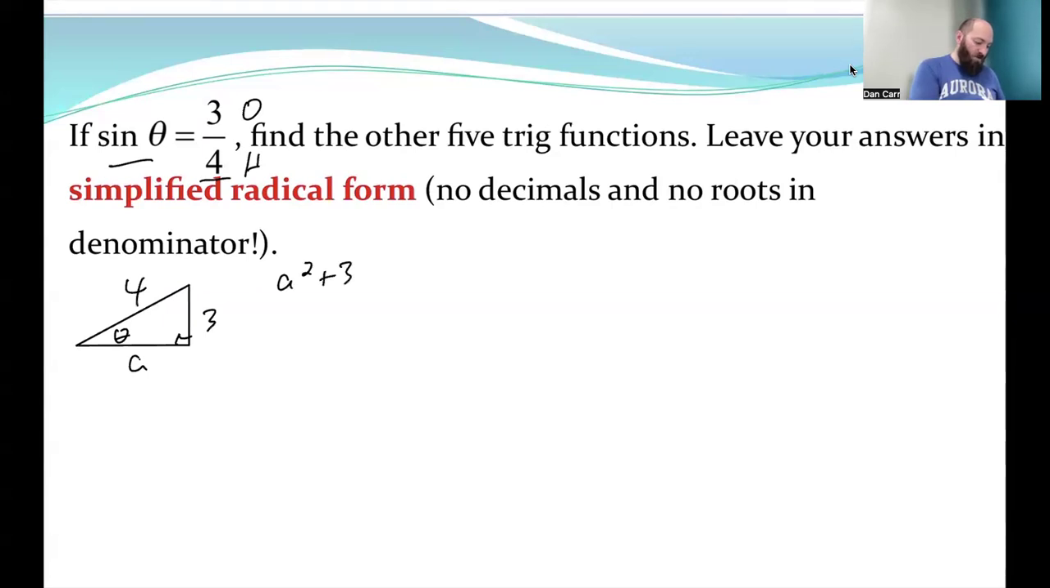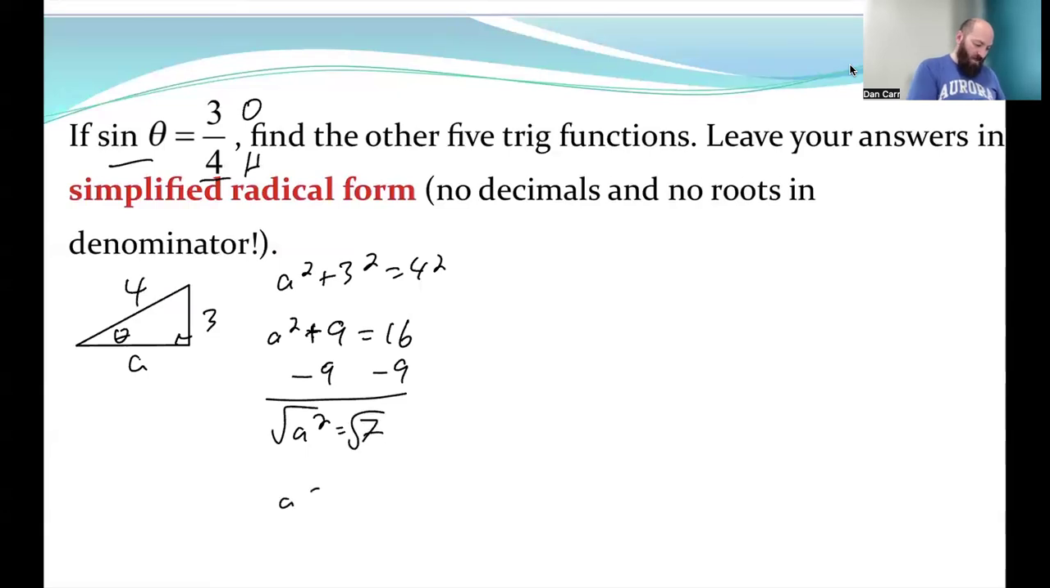So a squared plus 3 squared is equal to 4 squared. So that's a squared plus 9 is equal to 16. Subtract 9 over, so that a squared is equal to, geez, 7. And then I square root, so that a is equal to the square root of 7. So I'm just going to leave it like that because we want to do simplified radical form.